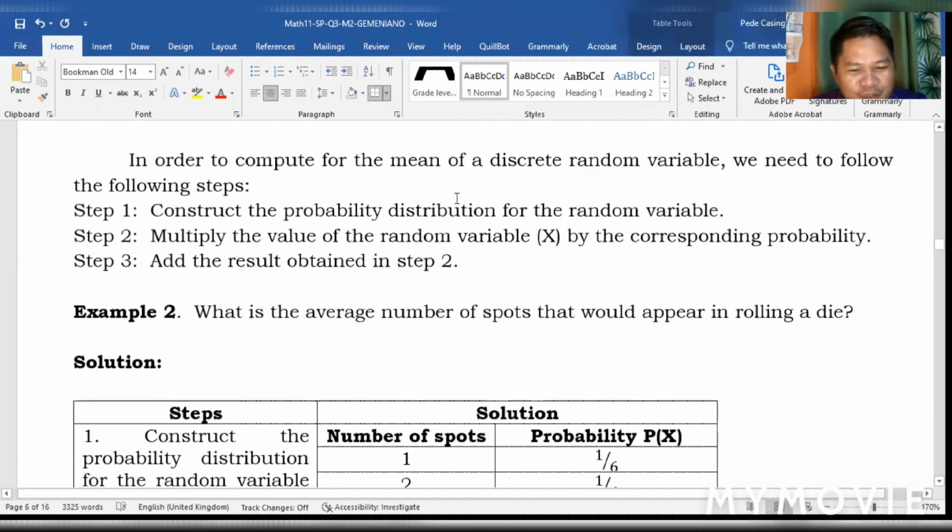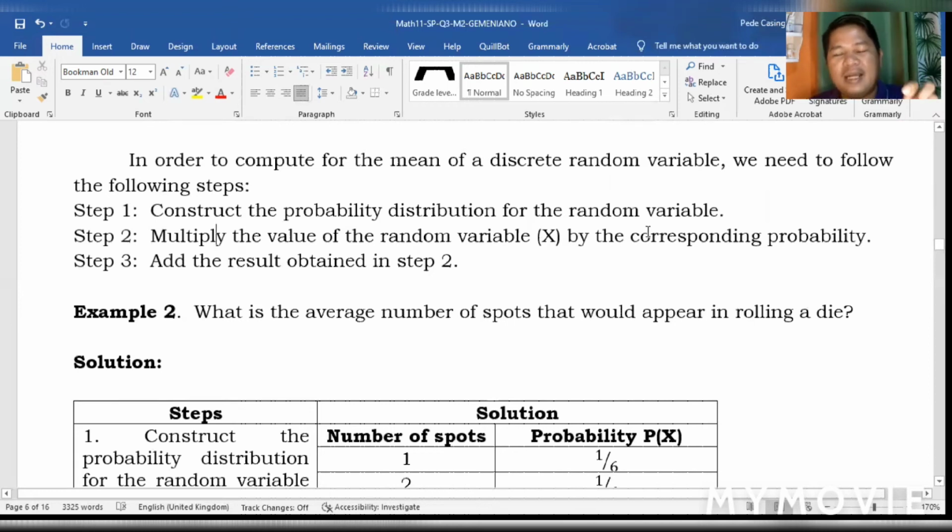In order to compute for the mean of a discrete random variable, we need to follow the following steps. Step 1, construct the probability distribution for the random variable. So ang unang gawin natin ay mag-construct tayo ng probability distribution. Second, we multiply the value of the random variable x by the corresponding probability. Kung ano yung x, i-multiply lang sa P of x. Tapos, step 3, add the results obtained in step 2 to get the mean.